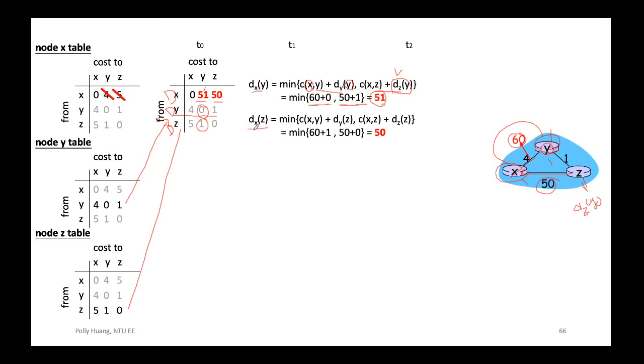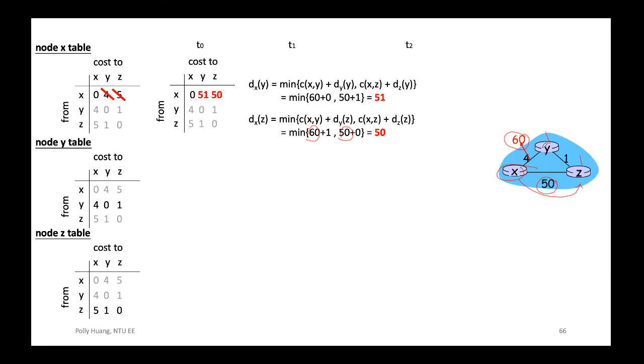Similarly, we derive dxz from x to z. So clear the markup from x to destination z. There are two neighbors again, y and z. X to the first neighbor y costs 60. X to the second neighbor z, link costs 50. So again, 60 here, 50 here.